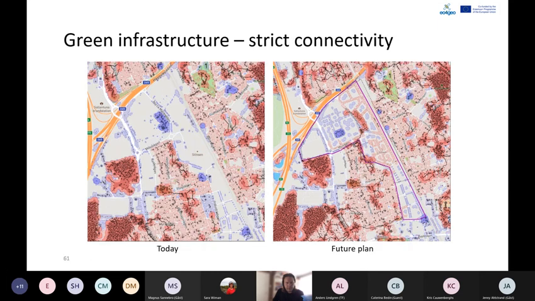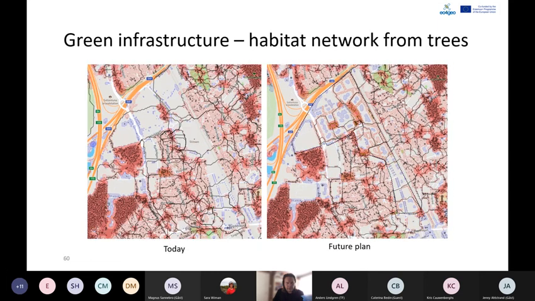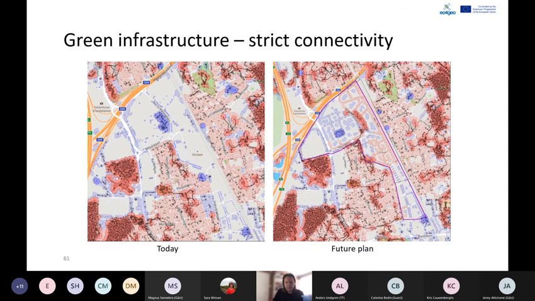So this was one kind of unrestricted network. When we restrict the network to be connectivity only, we restrict the connectivity to 200 meters, it becomes more, the links get more sparse. But we can anyway see that the new plan is providing a little bit better. It actually connects this green area in the middle, which is not connected for the moment.